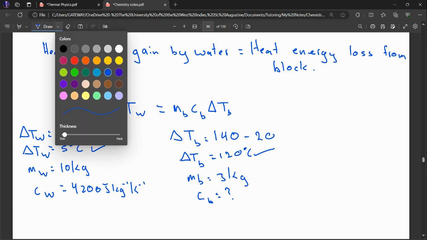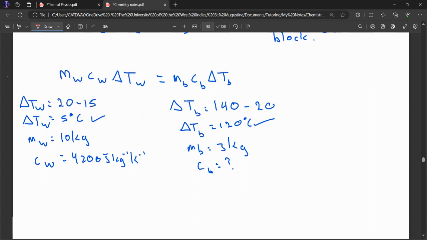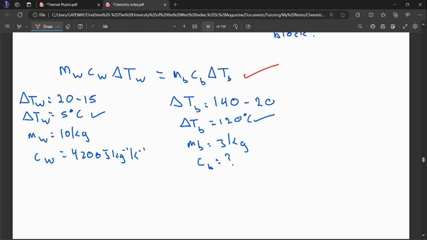So what we could do, we could plug in everything now into the formula, into this equation up here. Instead of MW, I'm putting 10. Instead of CW, I'm putting 4200.